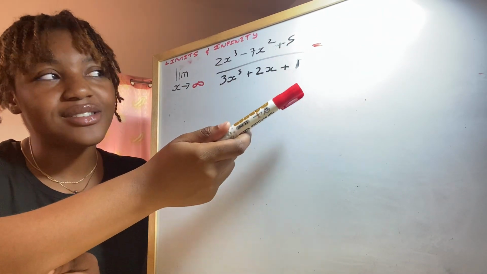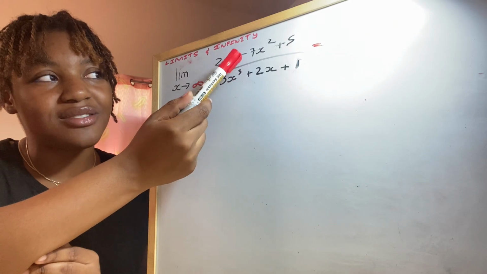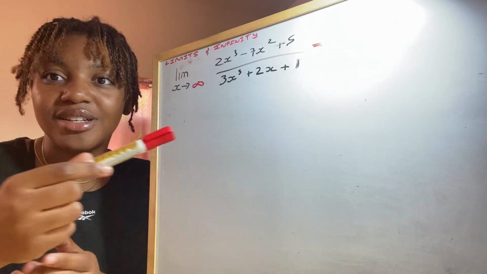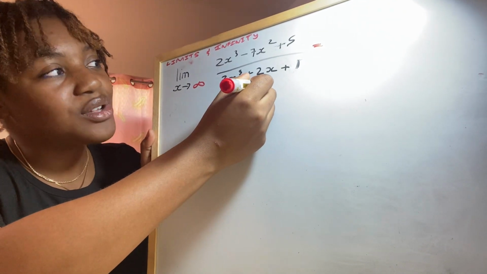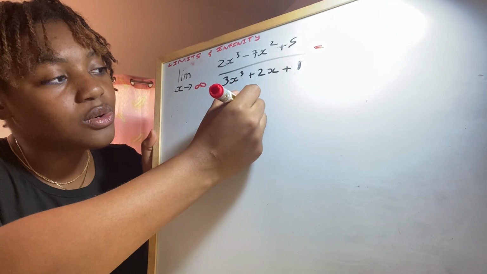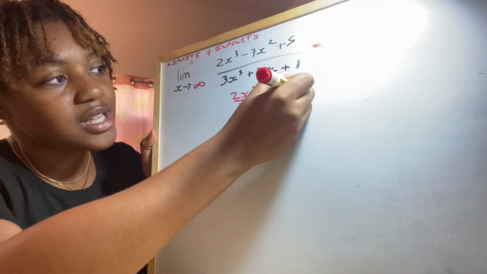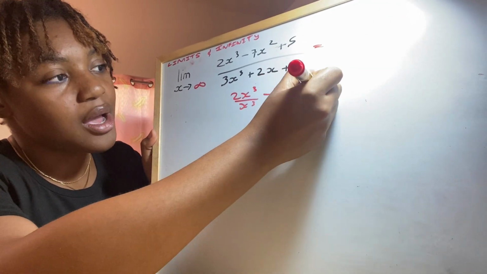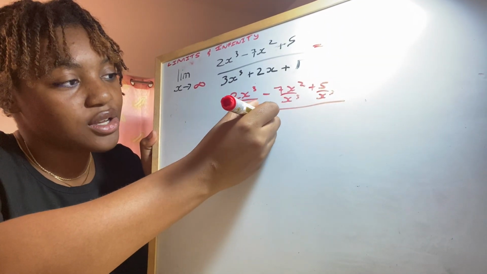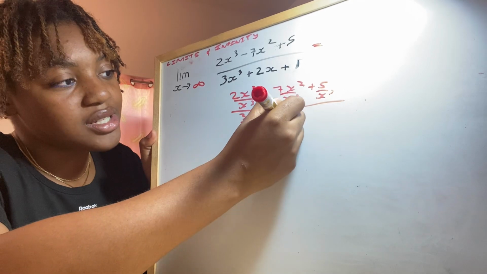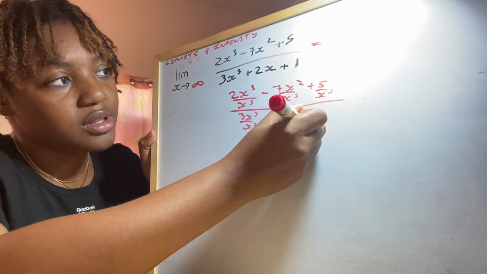From here, you're going to see that the x with the highest power is x cubed. So that is what we're going to do. We're going to divide each term by x cubed. So we'll have 2x cubed over x cubed minus 7x squared over x cubed plus 5 over x cubed, all over 3x cubed over x cubed plus 2x over x cubed plus 1.